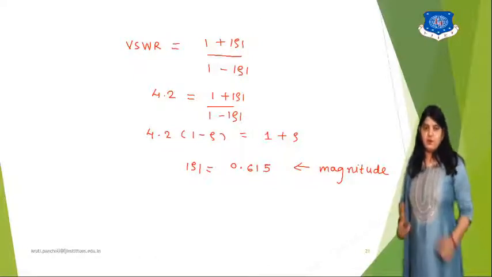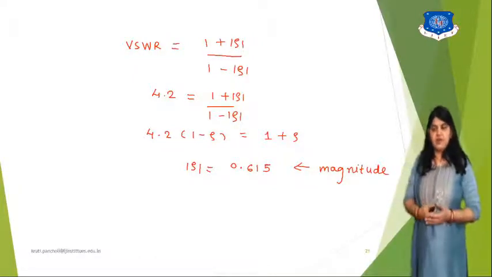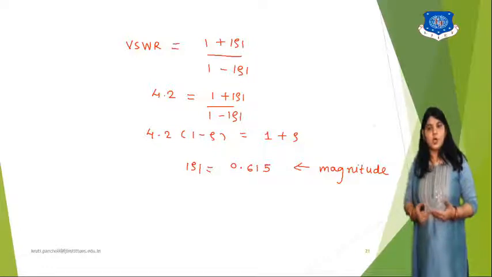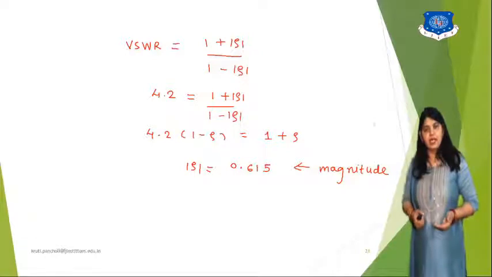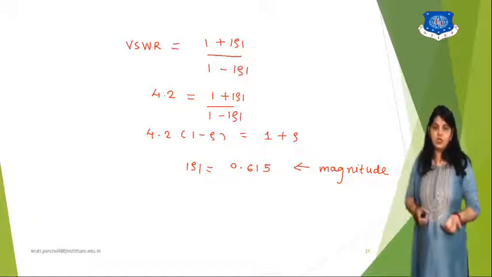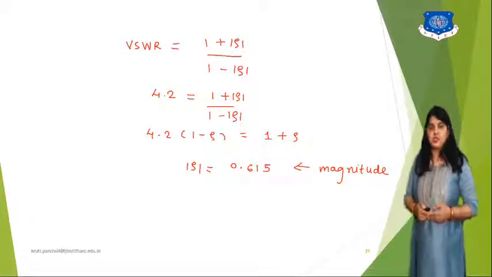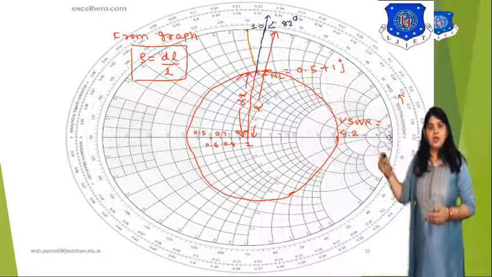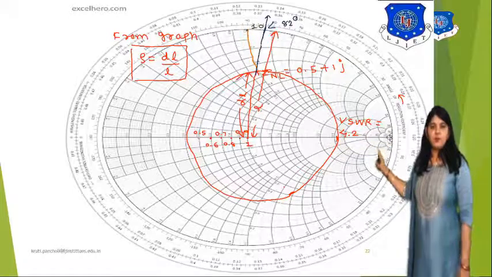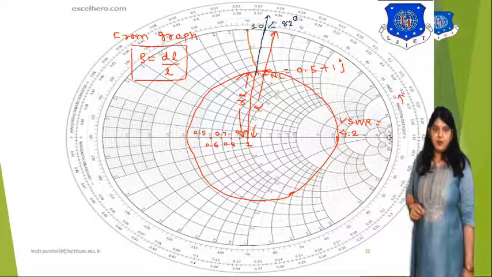So this value is 4.2. Now we have the VSWR value, which is 1 plus rho upon 1 minus rho. VSWR is 4.2, equal to 1 plus rho upon 1 minus rho. Simplifying it, 4.2 times 1 minus rho is equal to 1 plus rho. So rho is equal to 0.615. That's the magnitude. So here you can see the VSWR value that we have found.